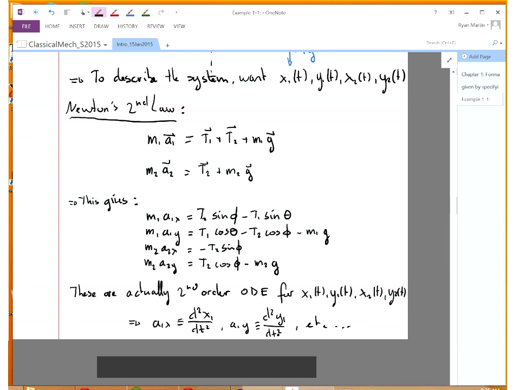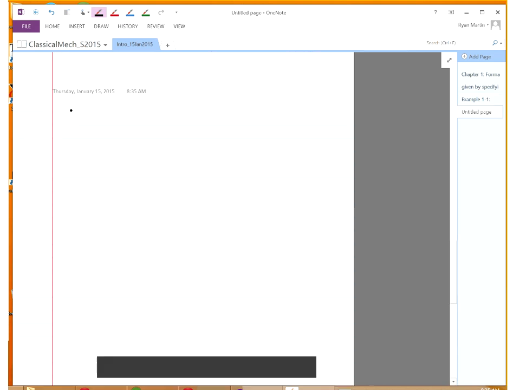Now you can't solve this because you don't know T1 and T2. So there's something missing here. Basically there's 4 equations and 6 unknowns, right? So we have 4 equations and 6 unknowns. The unknowns are a1x, a1y, a2x, a2y, and T1 and T2. So what gives?